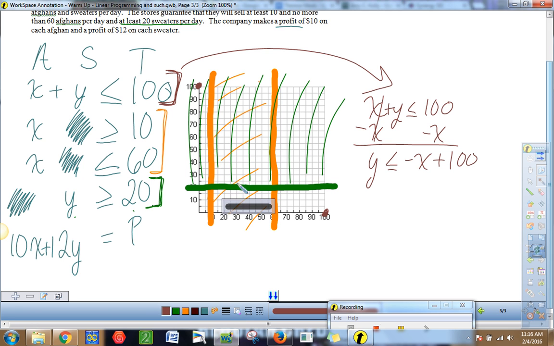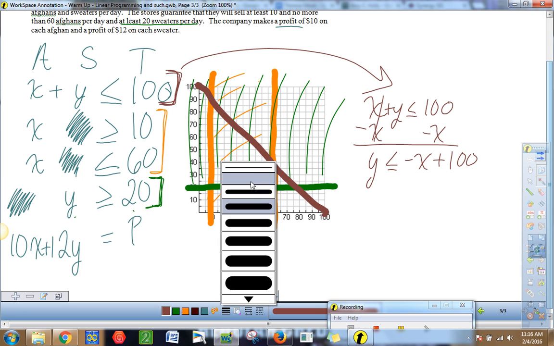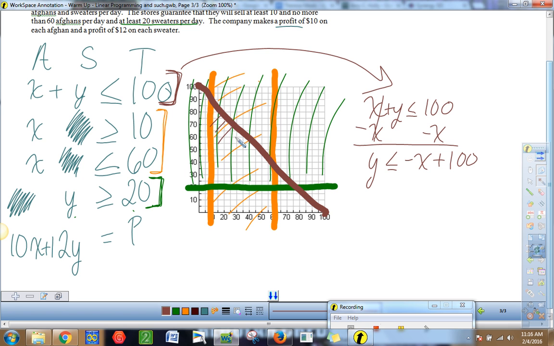Can we say that one again? The reason that we solve for y is to see whether it's above or below. So it's going to be below it. Which is good, because then look, we found our shaded area. We got our shaded areas.